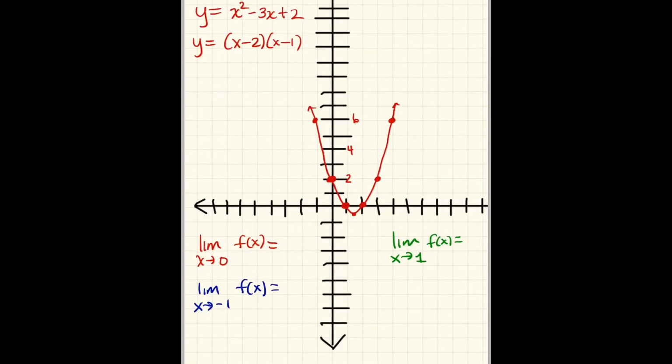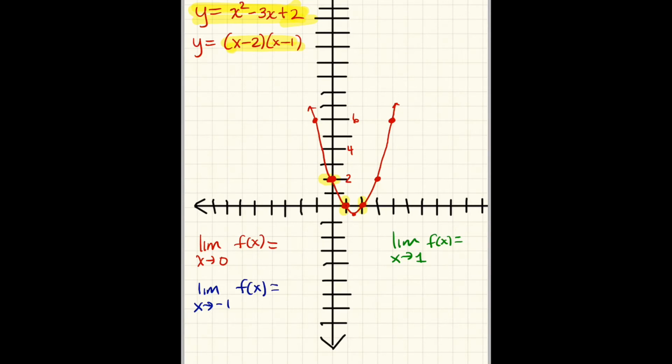Let's try another one. I graphed this function here, y equals x squared minus 3x plus 2. I used the two roots to graph it. I did x minus 2, x minus 1. That gives me these two roots. And I knew the y-intercept was 2, right guys? Okay, that's great. I graphed it. This is what the picture looks like.